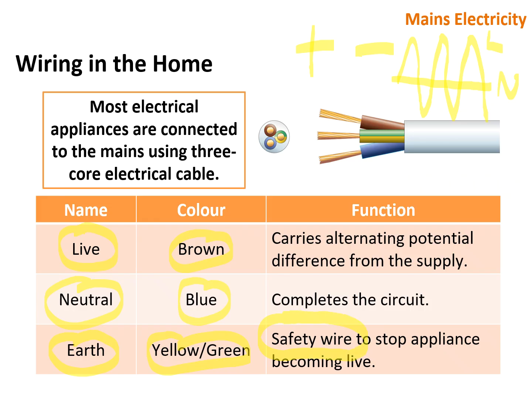Usually only objects that have a metal case, or a metal object where you can touch it, like a toaster or something, would have an earth wire. A kettle would have an earth wire. Some things like a radio or a stereo that's made of plastic and you can't touch the metal inside do not have an earth wire.